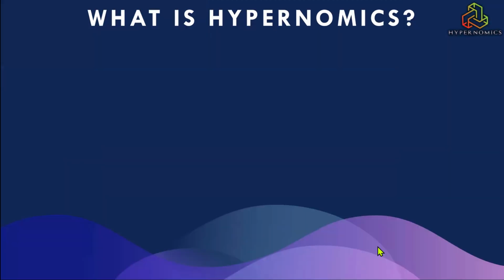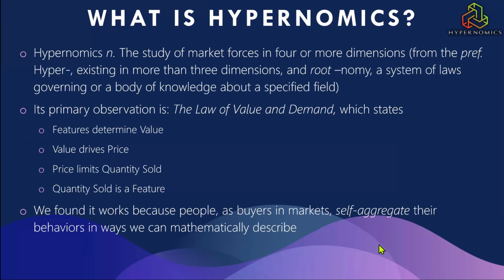relating to demand. So you might ask yourself, what is hypernomics? Well, it's the study of market forces in 4 or more dimensions. So it comes from the root hyper, one meaning of which is existing in more than 3 dimensions, and then the root nomy, meaning a system of laws governing a certain field here. So the primary observation of hypernomics is the law of value and demand, which states that the product features drive value, value drives price, price limits quantity sold, and quantity sold is a feature.